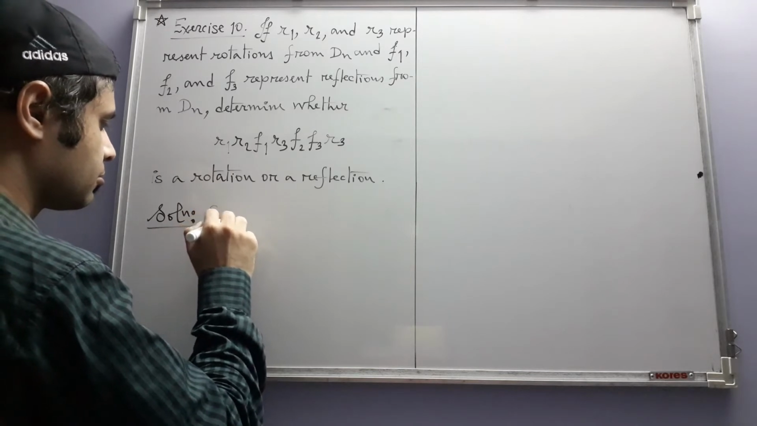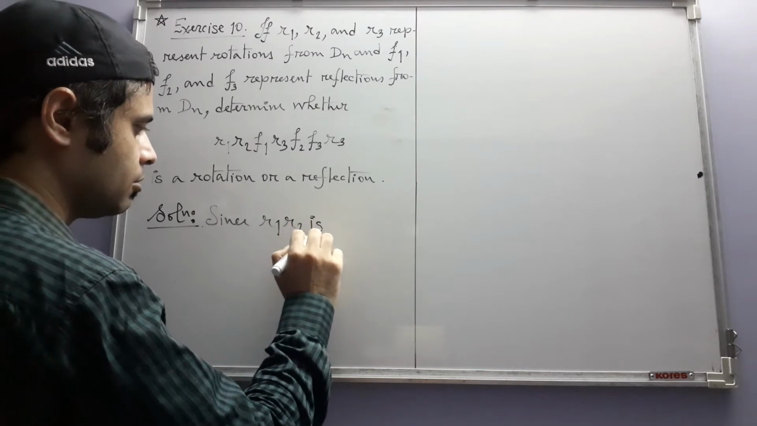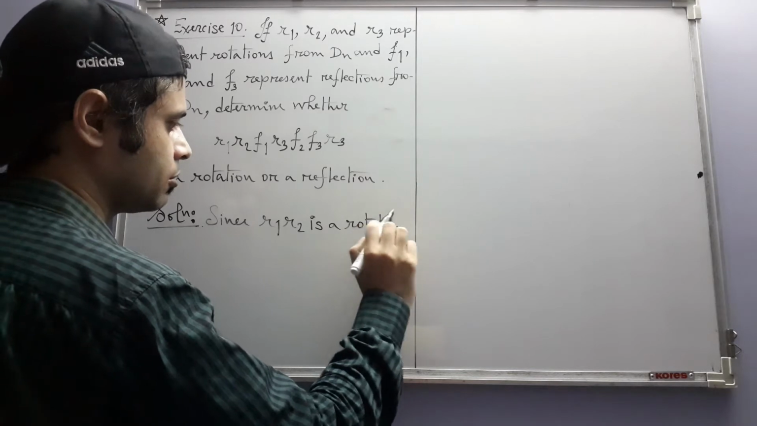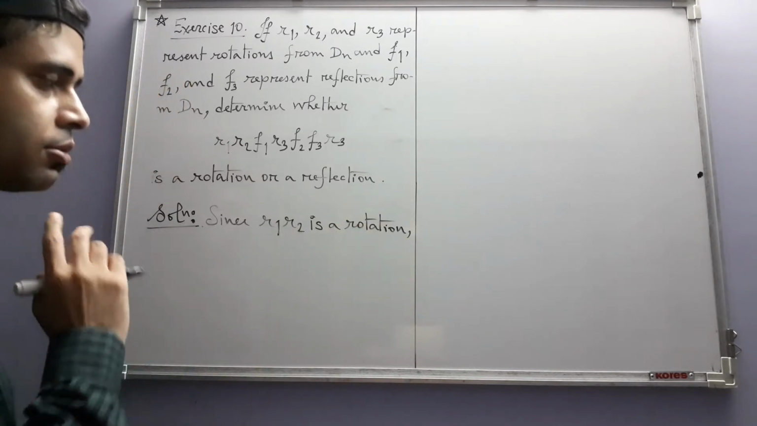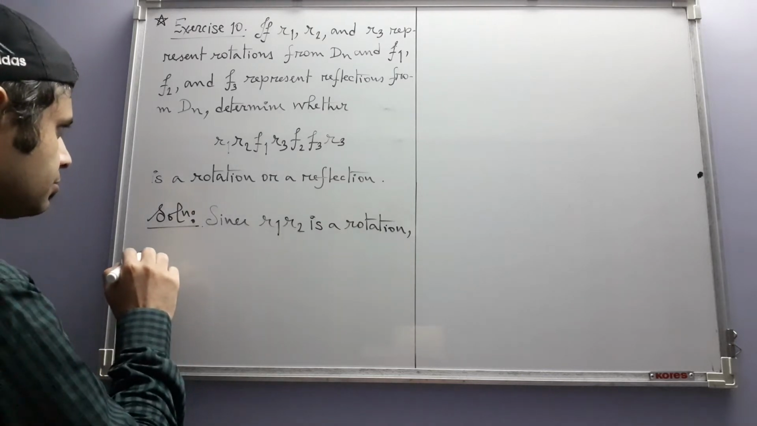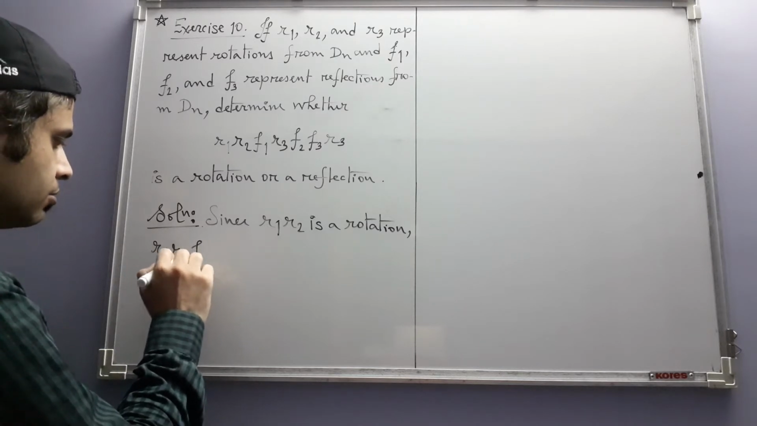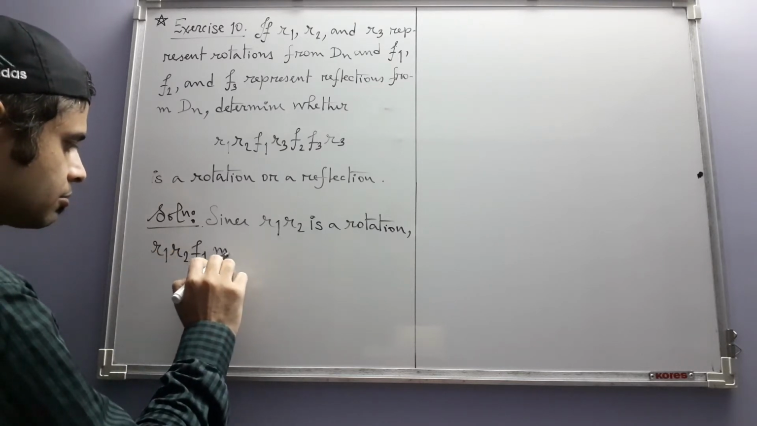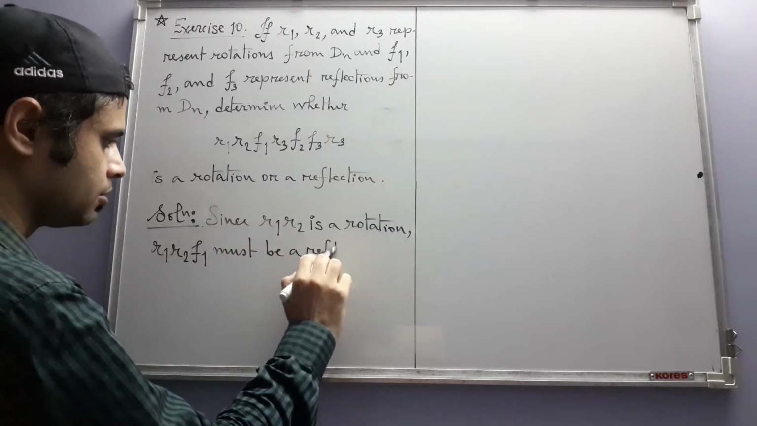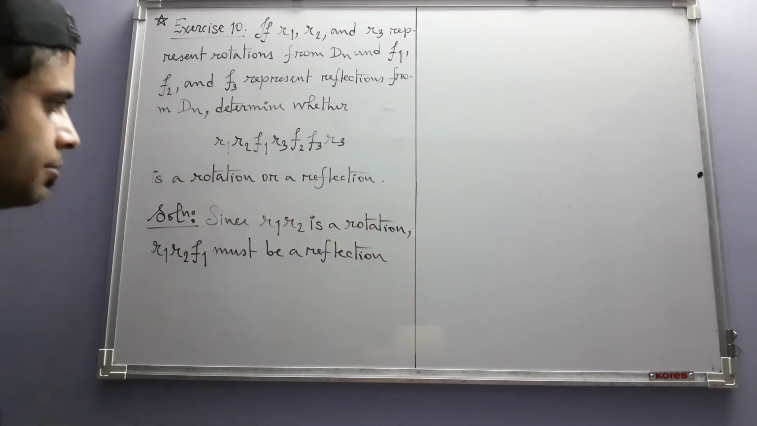Since R1, R2 is a rotation, R1 and R2 are 2 rotations, so their composition is also a rotation. So that's why R1, R2, F1 must be a reflection.